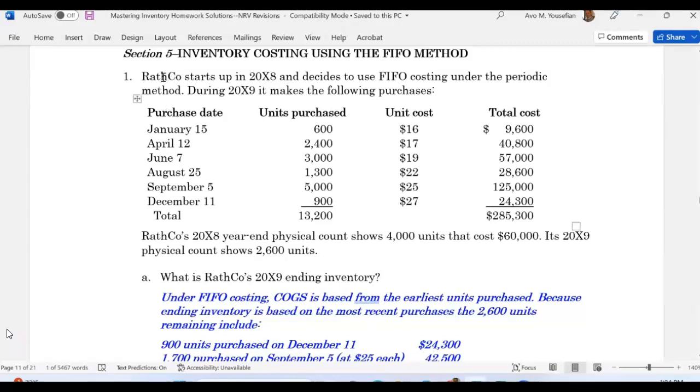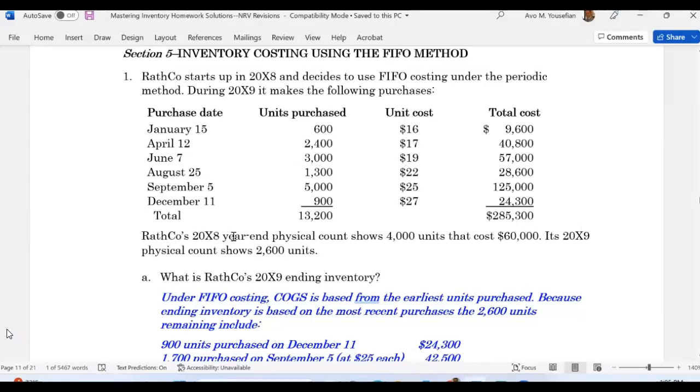Okay, so the company starts up in 2018, so it's a brand new company. That means the beginning inventory is 0 and decides to use FIFO costing under the periodic method. During 2019, it makes the following purchases. So we purchased in January, April, June, August, September, December. We purchased all those at different prices.